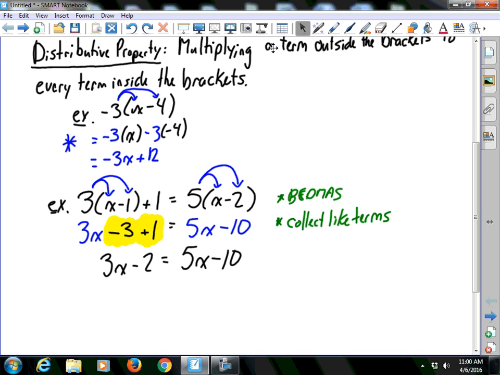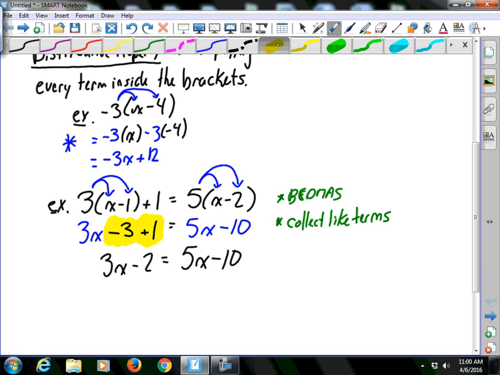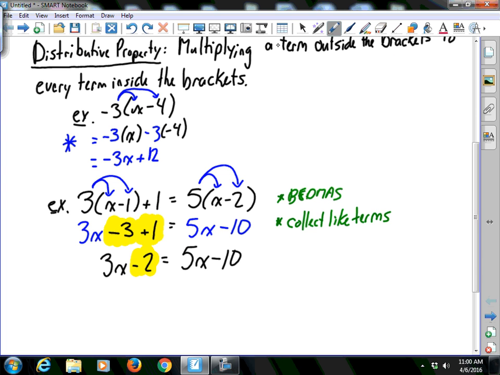Now if you look, we highlight the like terms here. We have a negative 2 and a negative 10. Those are like terms. We have a 3x and we have a 5x. Those are like terms. But you see that they're on different sides of the equation. What we now need to decide is which side you want the x's on and which side you want all the numbers on. Just for fun, I'm going to put all the numbers on the left and all the x's on the right because we need to solve for x and we need to collect like terms.